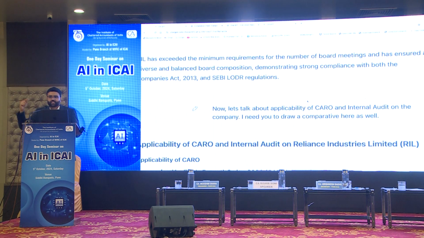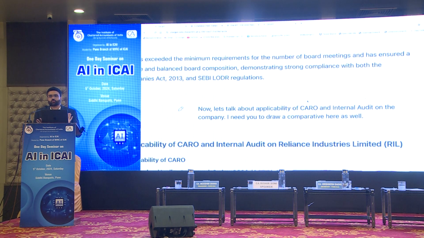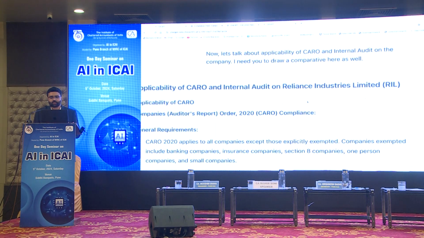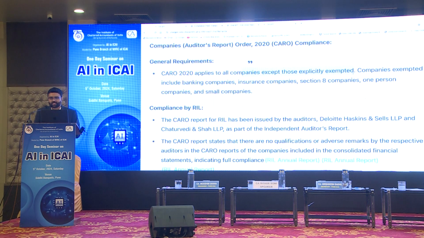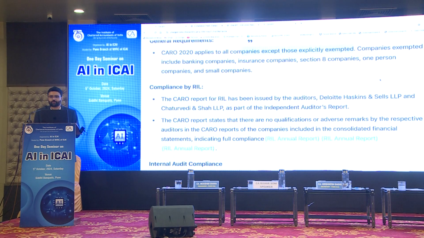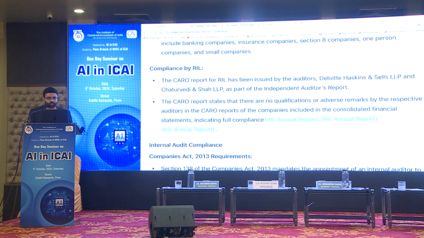Now, with regards to explainable AI or responsible AI, which I was discussing just a few moments ago, I asked it a very simple question. We all know that it's a listed entity, so Caro will be applicable. But I just asked AI about the applicability of Caro. So this gives us an insight as to how AI is thinking. It starts with explaining the applicability of Caro first, that this applies to all companies unless explicitly exempted. Companies exempted include banking, insurance, Section 8, private companies up to some extent, and small companies.